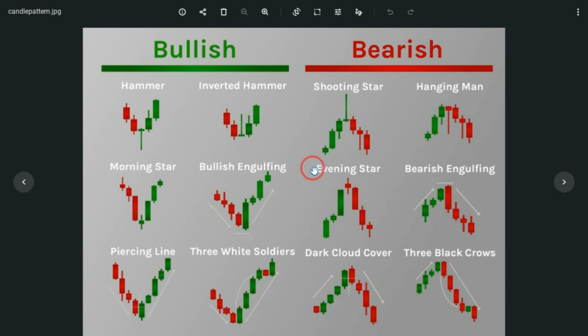Okay, let's go over some candlestick patterns. We'll do the bullish side first, and we'll start with the hammer. Now the hammer is one of the easiest patterns to recognize. This pattern is made up of a candlestick with a long lower wick at the bottom of a downtrend. The body is usually small with little to no upper wick. A hammer may either be red or green.